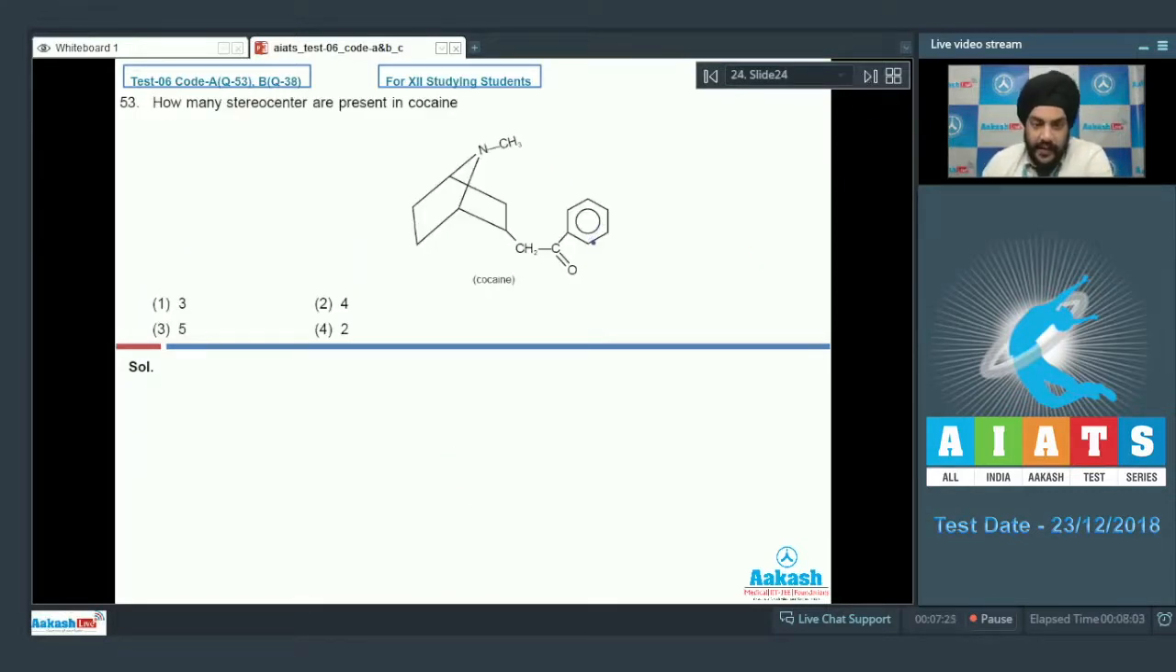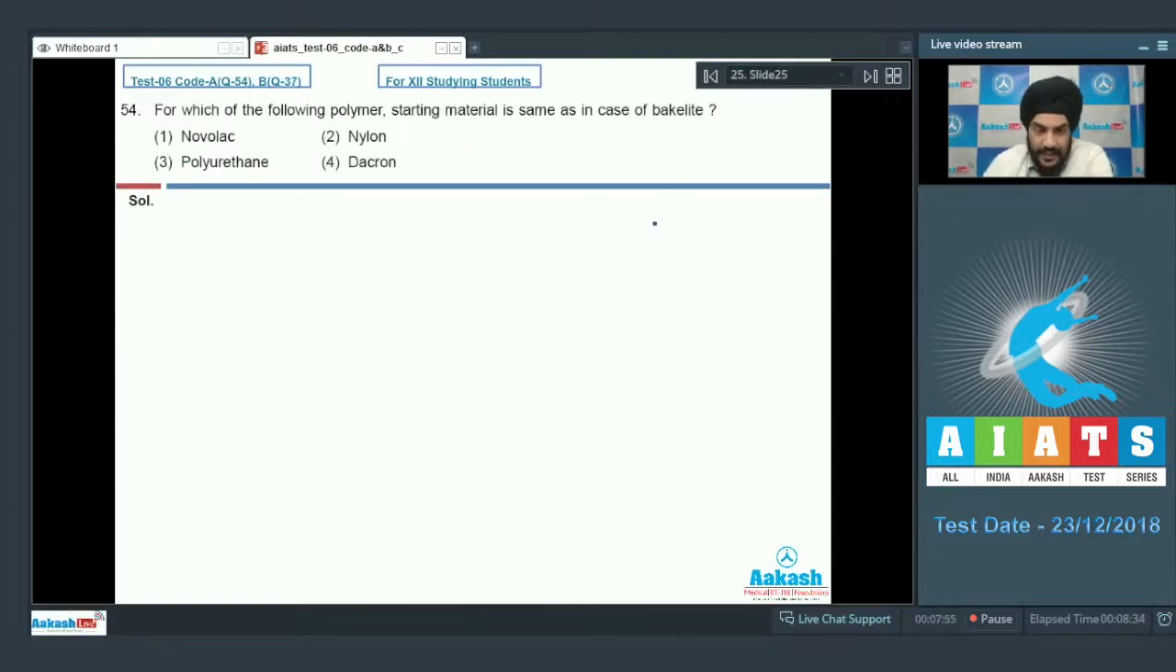Question number 53. How many stereocenters are present in cocaine? So students, we have been given the structure of cocaine, and if we talk about the stereocenters, we can have the N as a stereocenter, we can have both the bridgehead carbons as stereocenters, and we can have this carbon also as the stereocenter. So if you look at the options, we have to select option 2 as the correct answer to this question. Let us look at question number 54 now.